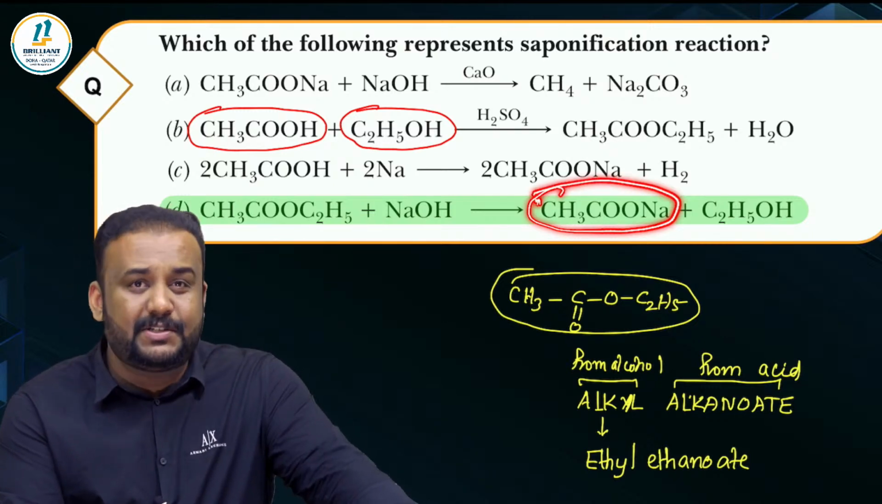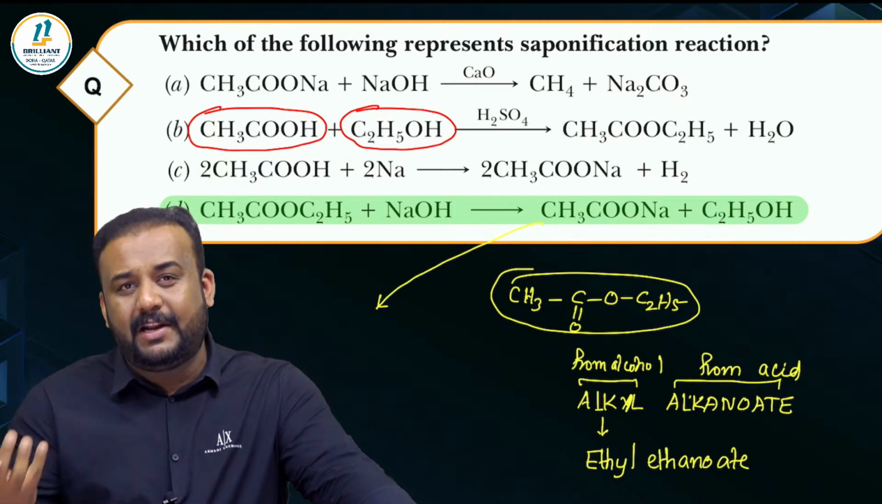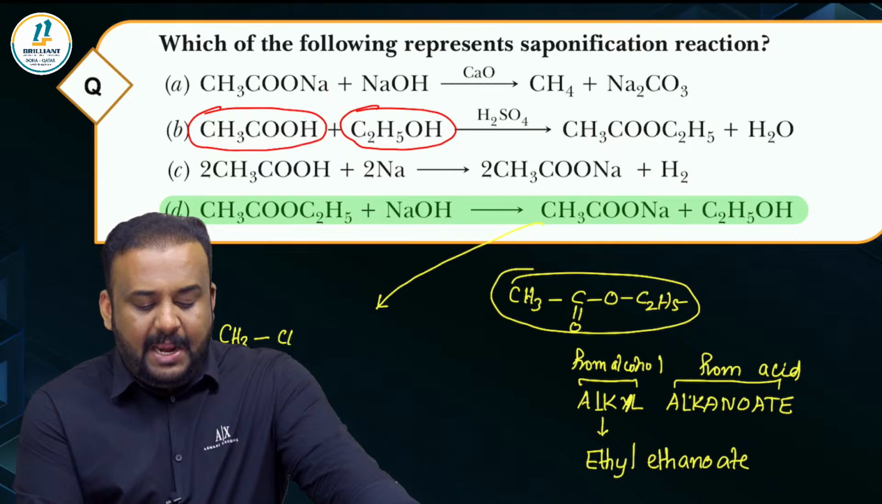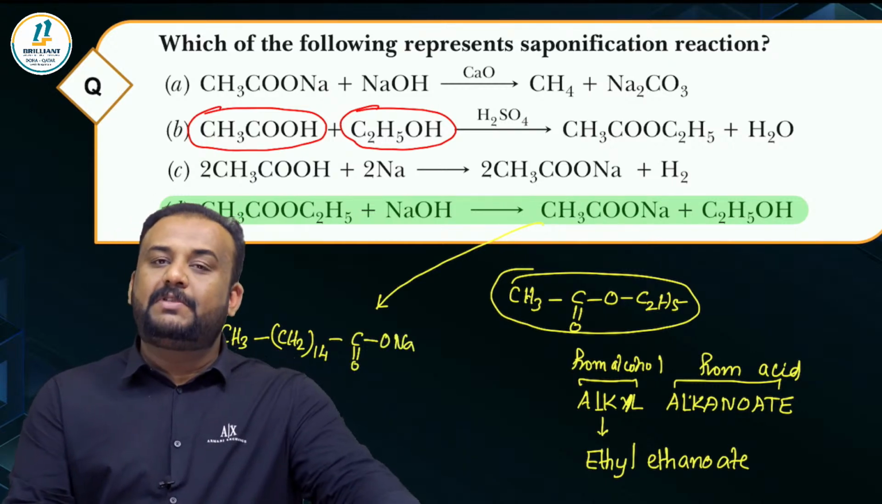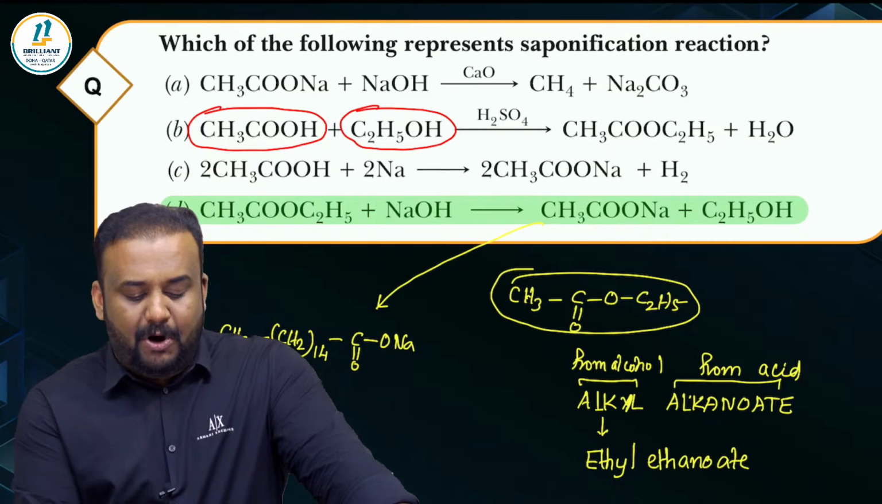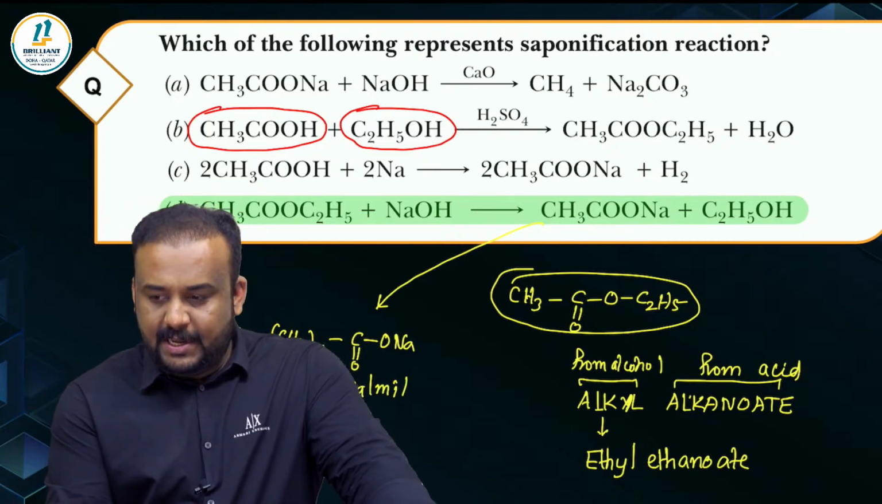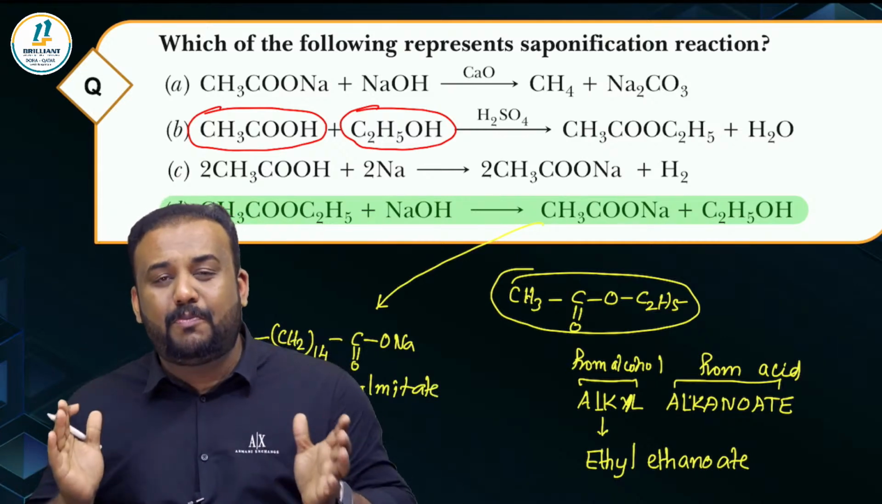But remember, this is not the real soap molecule. Real soap molecules have a similar architecture, and the real soap molecules have many carbon atoms in the chain. Say, for example, you have a soap molecule with a formula like this, CH3 (CH2)14 COONa. This molecule is known as sodium palmitate, and sodium palmitate is a real soap molecule.